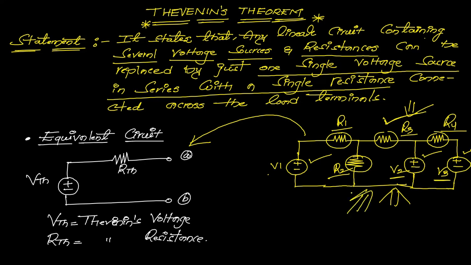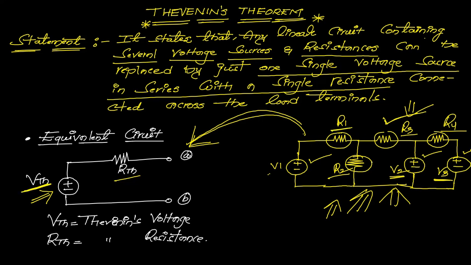Now by using the concept of Thevenin's theorem, we are going to convert this network into the equivalent circuit provided by Thevenin's theorem. What is that equivalent circuit? Just a simple voltage source, that is VTH. VTH represents the Thevenin voltage, and RTH represents the Thevenin resistance. In this network we have V1, V2, V3, and by converting it into the equivalent circuit, all these voltage sources become just one single voltage source, that is VTH.